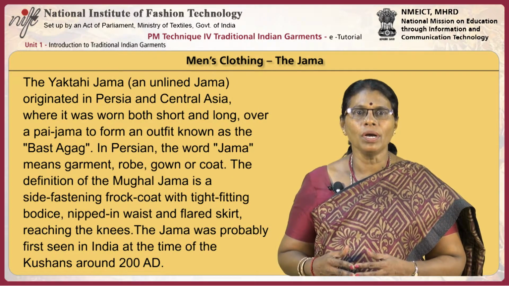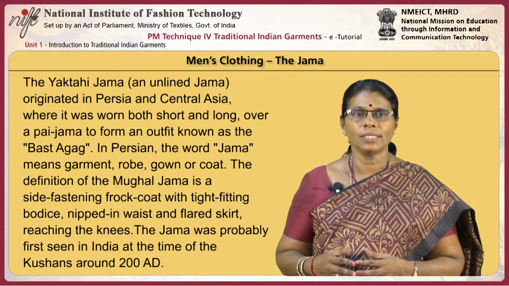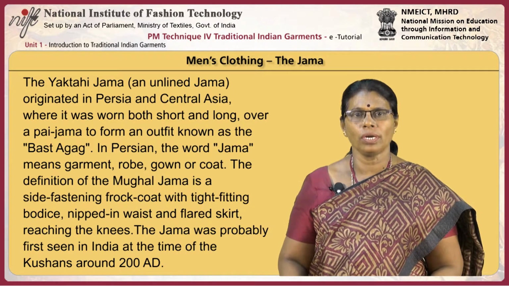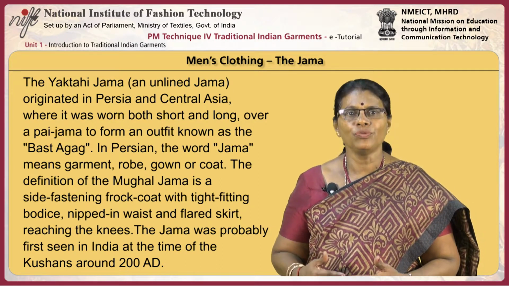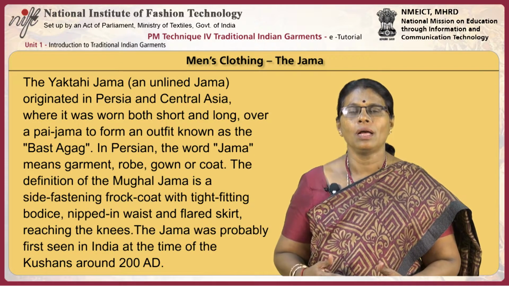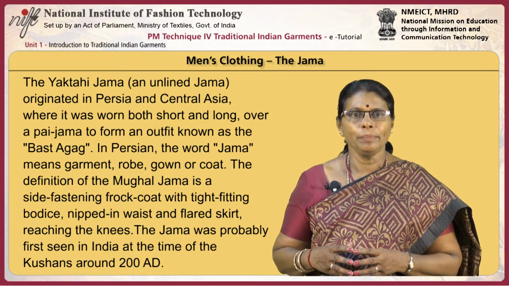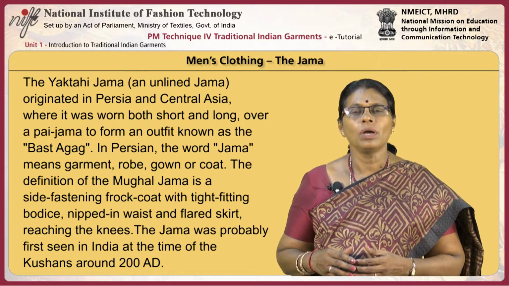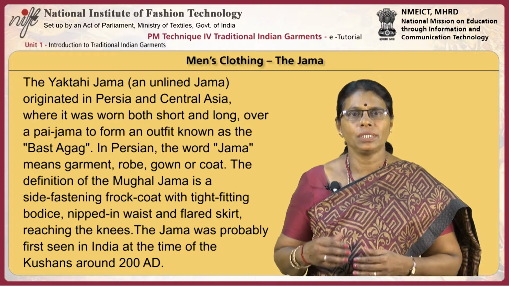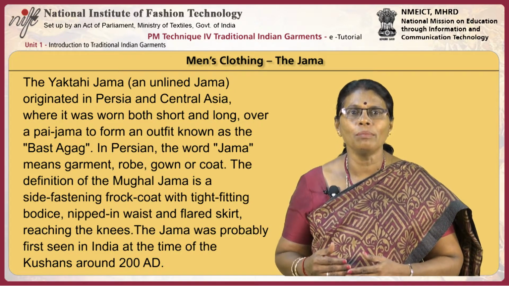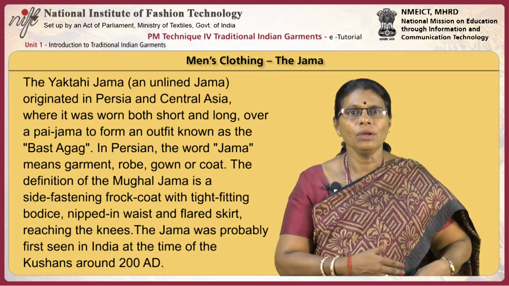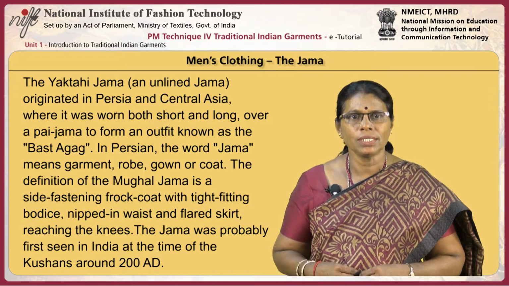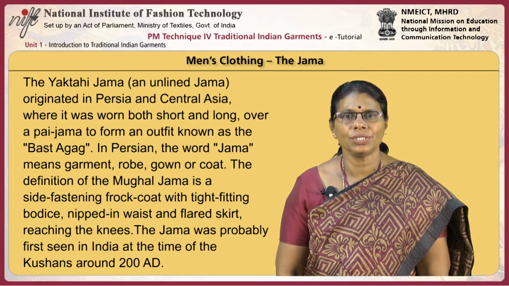The attire jama originated in Persia and Central Asia, where it was worn both short and long length over a pajama to form an outfit known as the basgag. In Persian, the word jama means garment, robe, gown or coat. The definition of the Mughal jama is a side-fastening frock coat with a tight-fitting bodice, nipped in waist and flared skirt reaching the knee level.